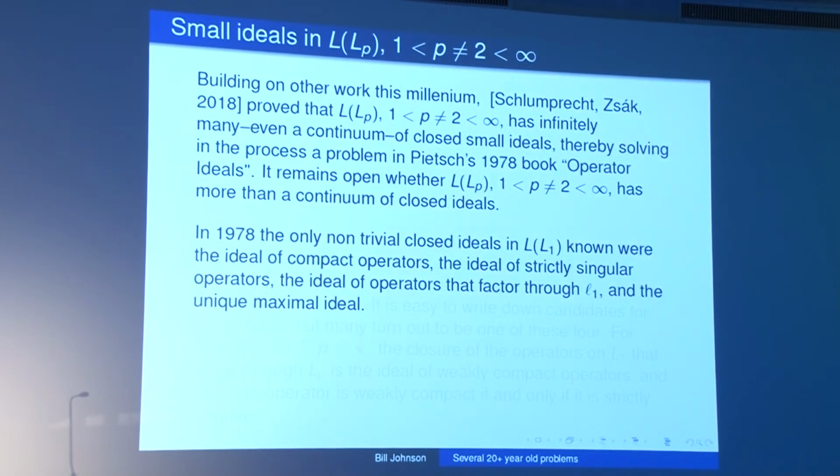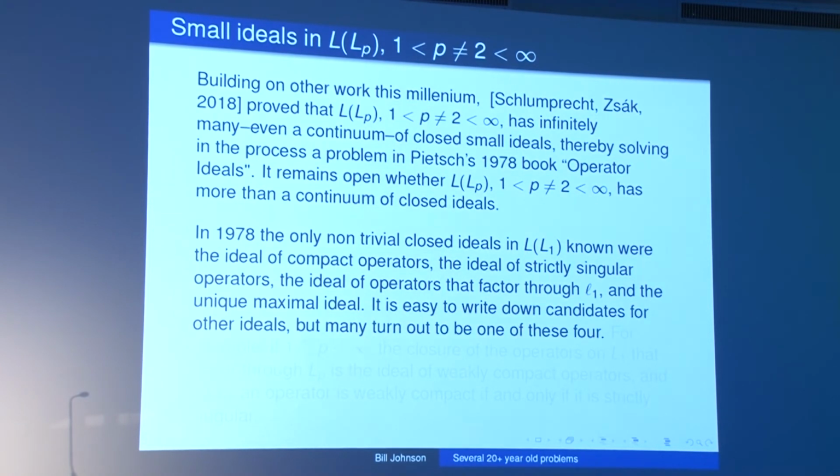Now, back when Pełczyński wrote his book, the case of L1 was very different. The only ideals known were two small ones, compact and strictly singular, and two large ones, the operators that factor through the complemented subspace little L1, and a unique maximal ideal that was described by Enflo and Starbird. So it's not so hard to write down candidates for ideals. The difficulty is to prove that they're different.